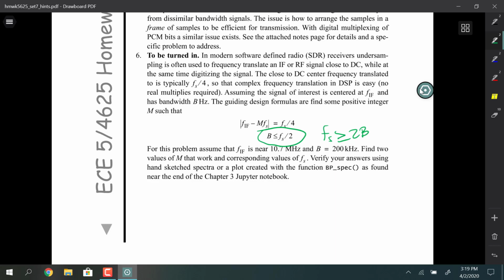Strictly greater than is better because it gives you a guard band that you can do some filtering work with. But at any rate, that should make sense to you because the low-pass sampling theorem says we have to sample at greater than twice the highest frequency. And now the bandpass sampling theorem is saying that if it can work at all, we're going to have to sample at least twice the bandwidth of the bandpass signal.